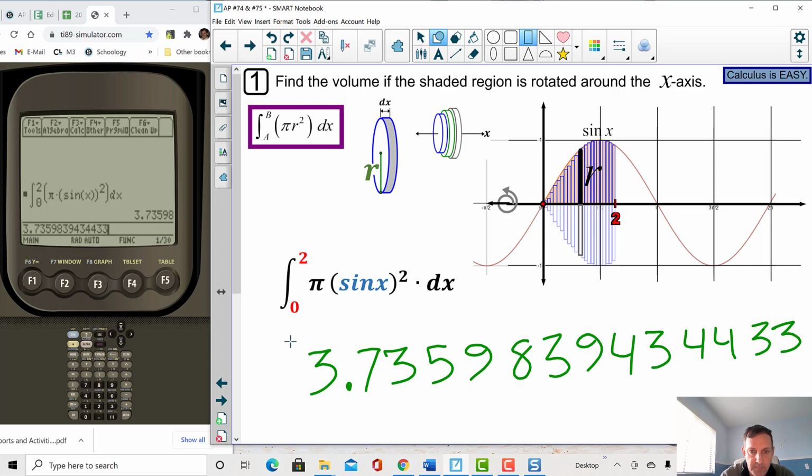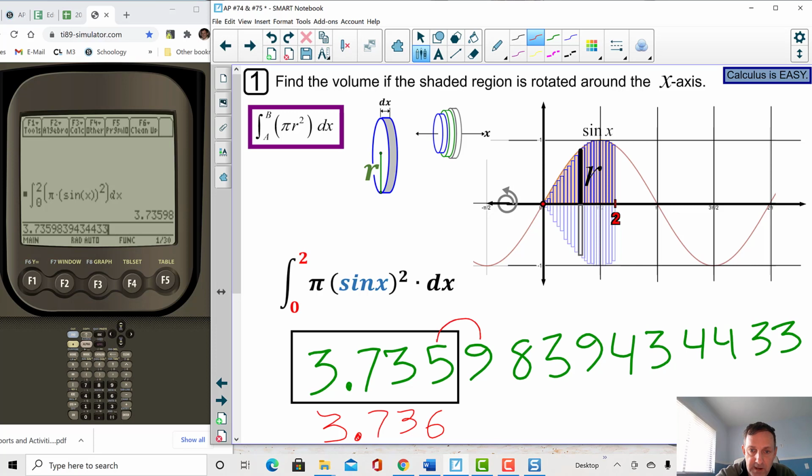All right, let's go ahead and put a box around the answer. Of course, I'm just going to truncate it. Remember, the AP test would accept 3.736. And that's because the 9 could round the 5 up to a 6 if you want to. I prefer just to ignore it, and I just list the first 3 decimals that I see. All right, let's go to the next example.